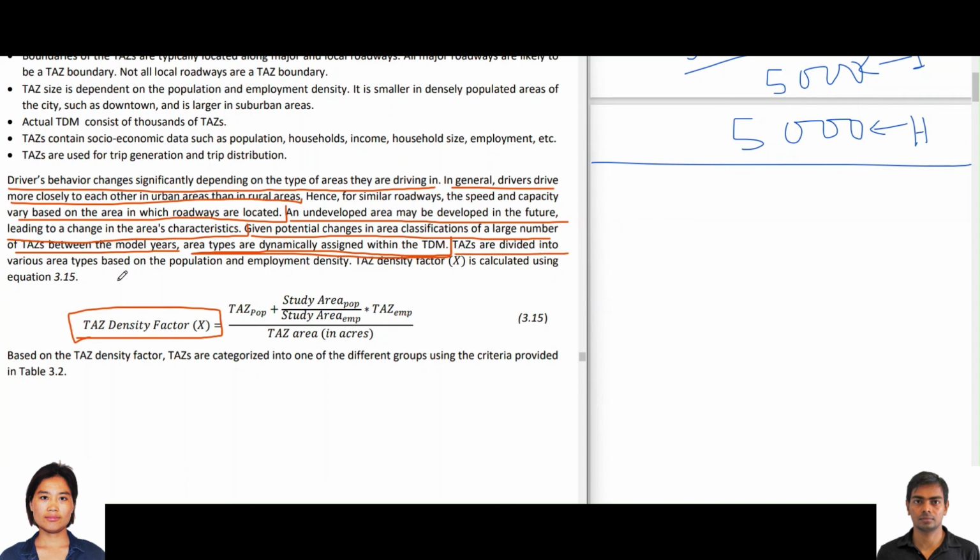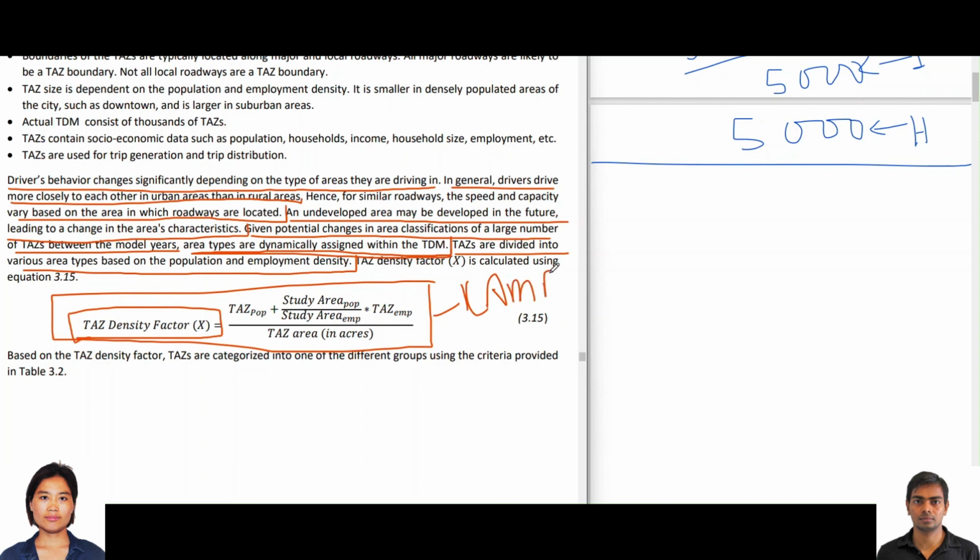So TAZs are divided into various area types based on population and employment density. So the TAZ density factor is TAZ total population plus study area population divided by study area employment. This is just a formula I took from CAMPO. CAMPO is the Capital Area Metropolitan Planning Organization, which develops the TDM for Austin. So this is from CAMPO.